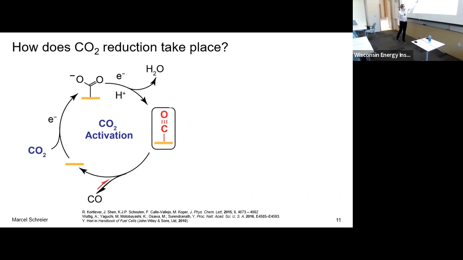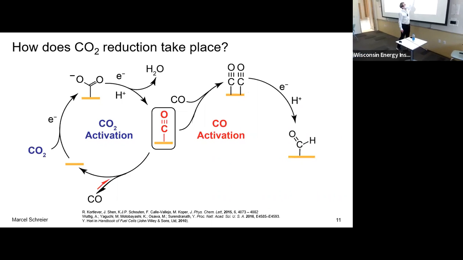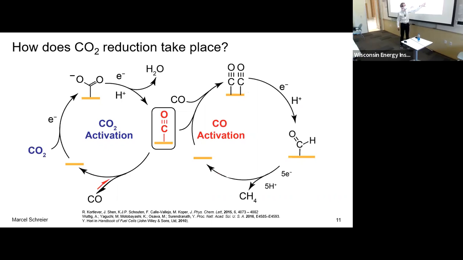This bound carbon monoxide can either be desorbed and lead to the production of CO as a product, or it can remain at the catalyst surface where it accumulates and then can undergo further reduction steps and hydrogenation steps to form fragments of hydrocarbons, in this case a formyl intermediate, which after further hydrogenation can form methane. So we have a pathway that allows us to use electricity to go from carbon dioxide to methane directly.